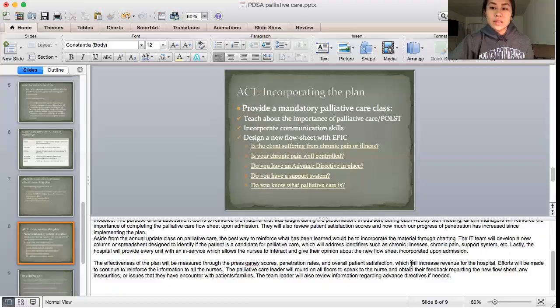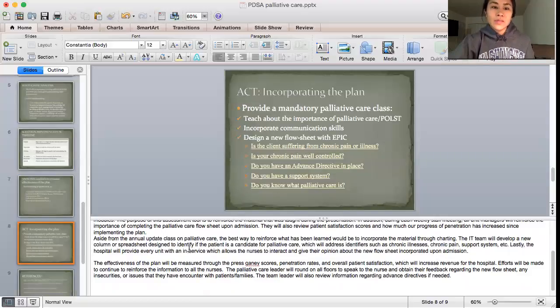The IT team will develop a new column or spreadsheet designed to identify if the patient is a candidate for palliative care, which will address identifiers such as chronic illnesses, chronic pain, and support systems. Lastly, the hospital will provide every unit with an in-service, which allows the nurses to interact and give their opinion about the new flow sheet incorporated upon admission.